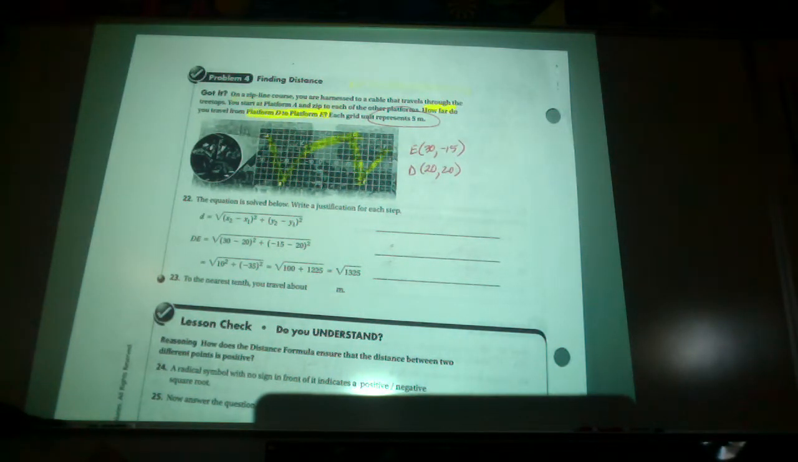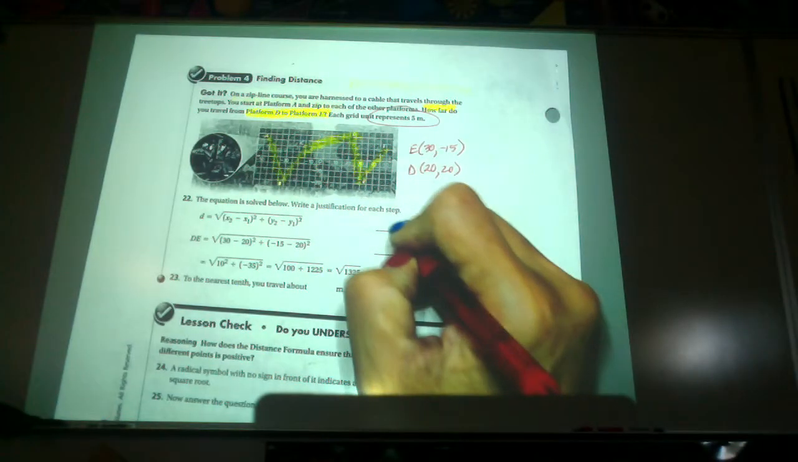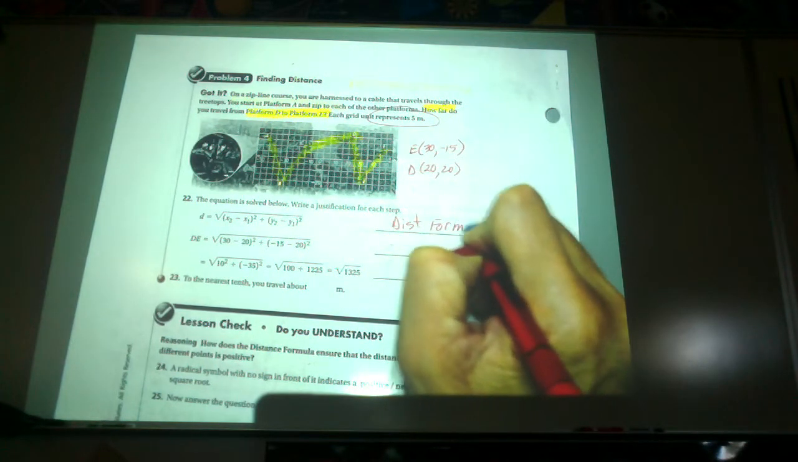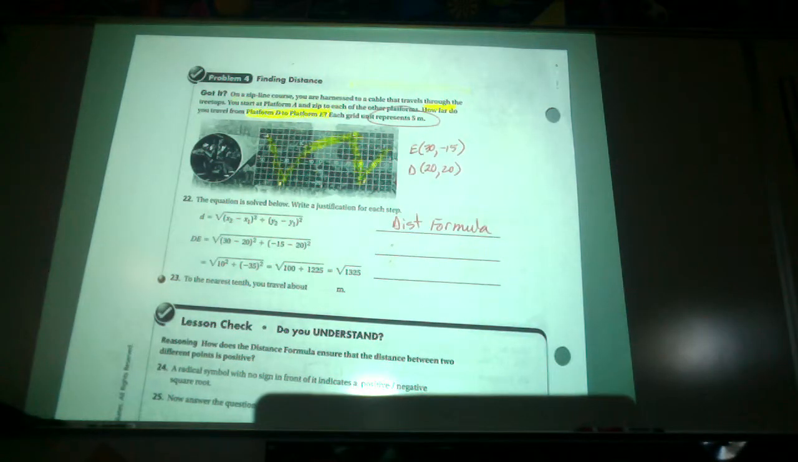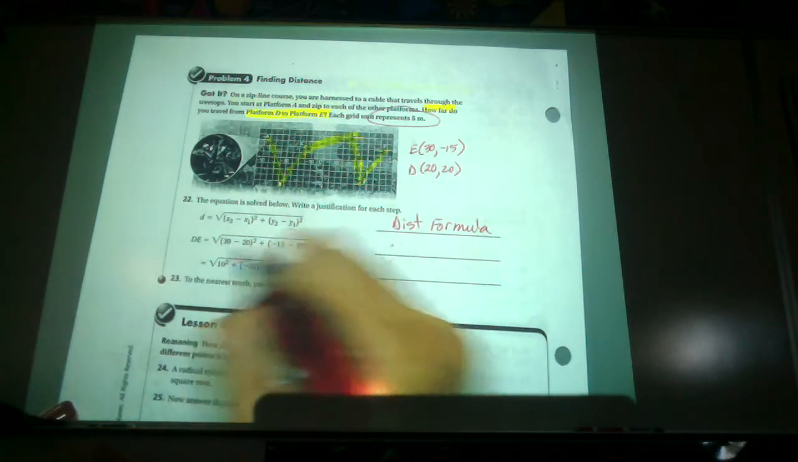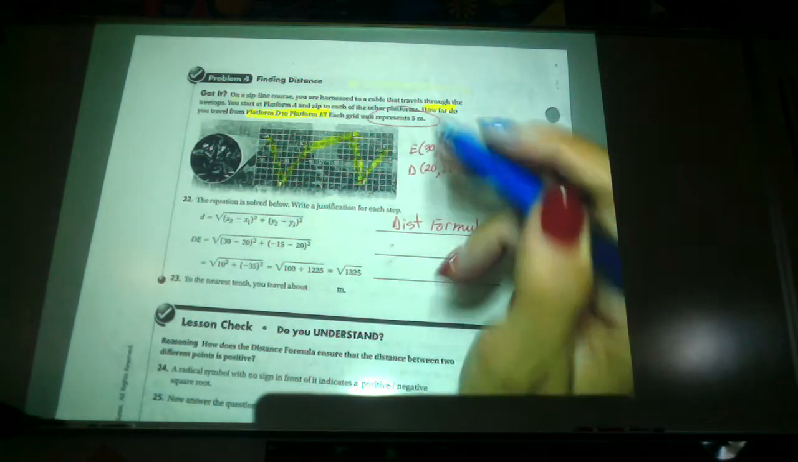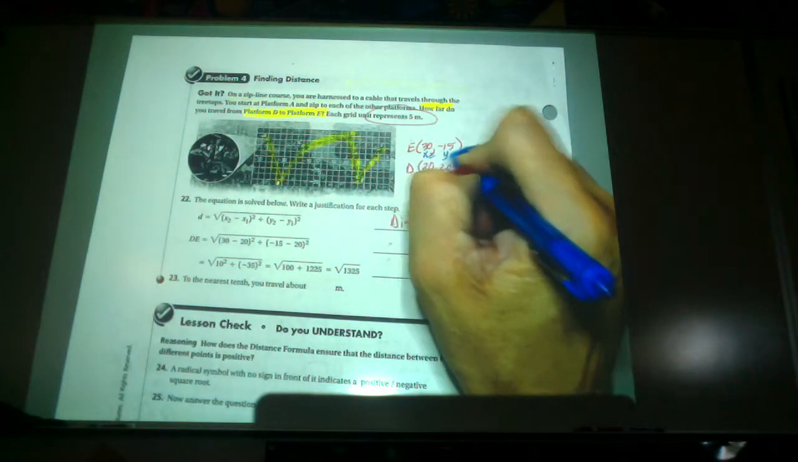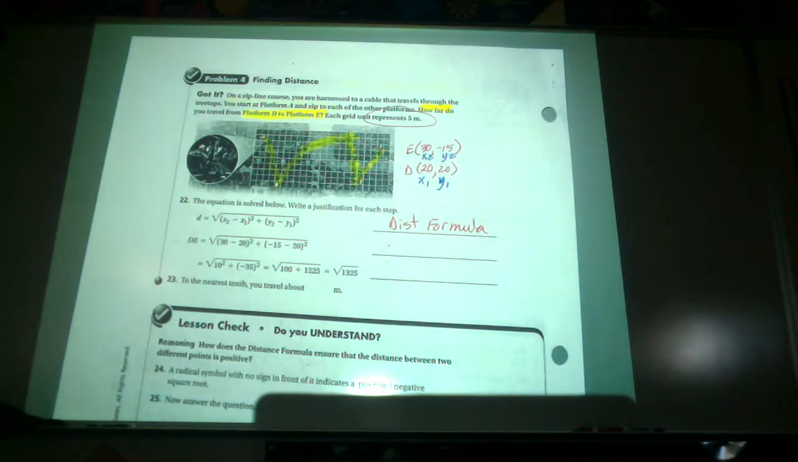And so they've just thrown it in there. So you need to justify the steps next to it. This is your distance formula. Then all they've done is plugged in their values. So they said that this is x sub 2, so that's y sub 2. So this must be x sub 1 and y sub 1. So then this is substitution.